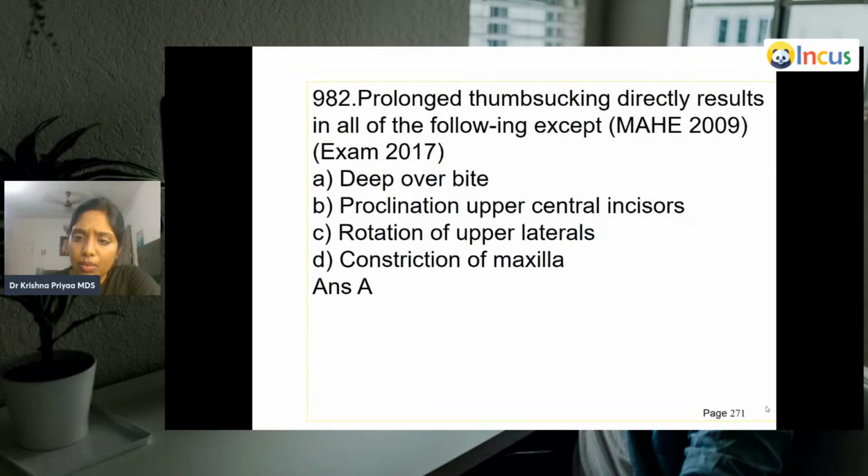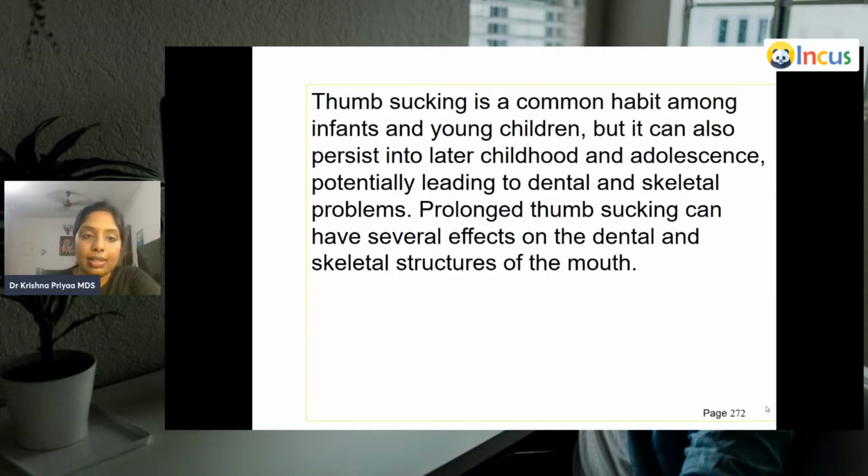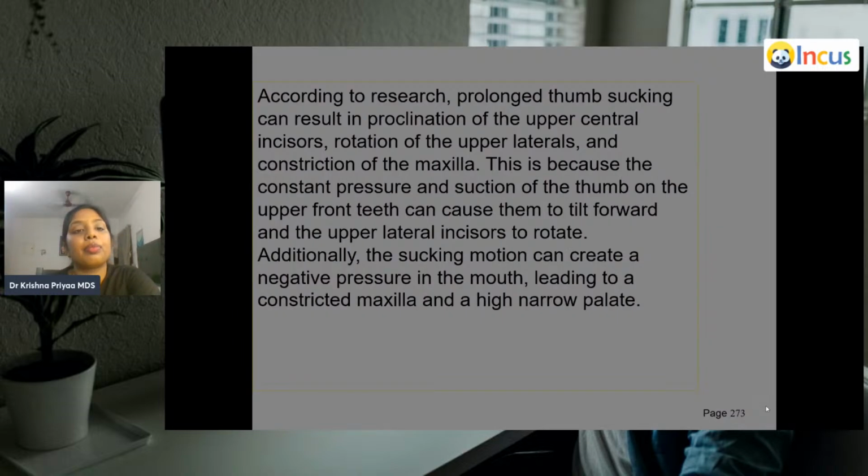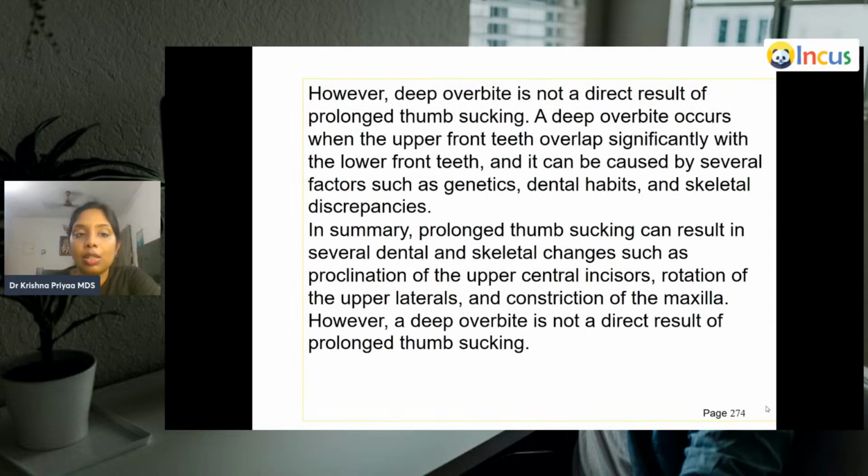So here deep overbite does not directly result from prolonged thumb sucking, because when they are having their finger in the mouth, obviously there is a space between their upper and lower anteriors. So deep bite would not result. It always results in the proclination of the upper central incisors, which will in turn lead to the rotation of upper laterals and thereby constrict the maxilla. But it won't give rise to a deep bite because there is always a finger preventing the upper and lower jaws from meeting each other. So deep overbite is not a direct result of prolonged thumb sucking.